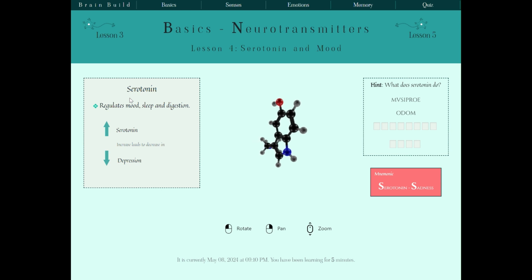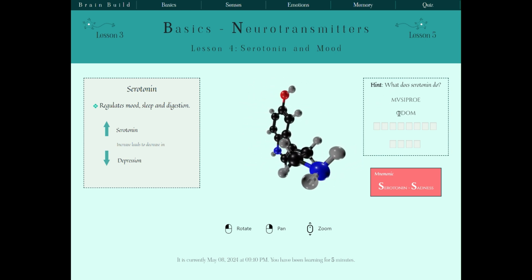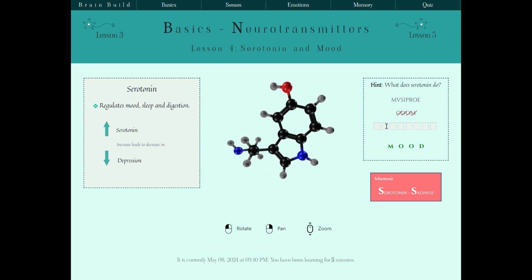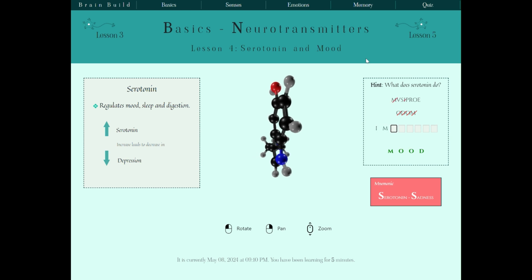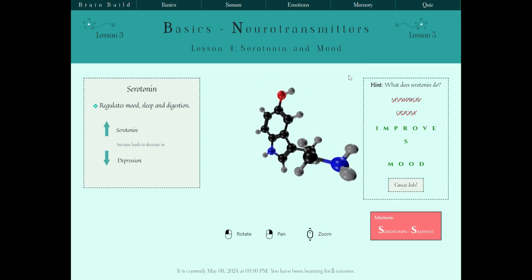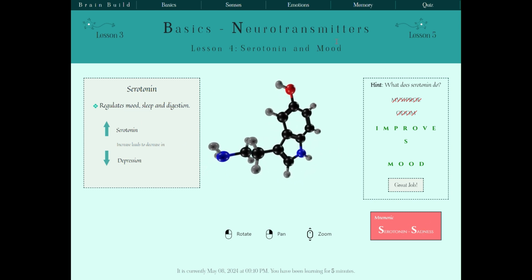Neurotransmitter, serotonin and mood. Regulates mood, sleep, and digestion. Serotonin increase leads to decrease in depression. Looks like we've got a model here. Zoom it in. Hint, what does serotonin do? This must be mood down here. This looks like it improves. Yeah, okay. Serotonin sadness, which must have something to do with mood.